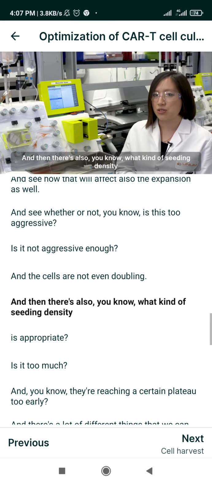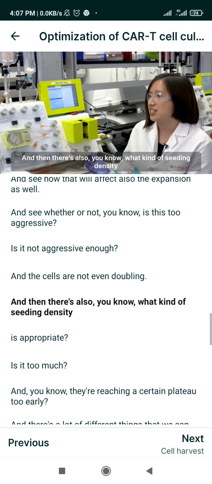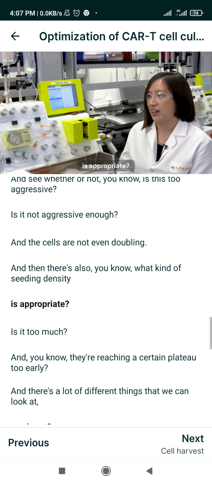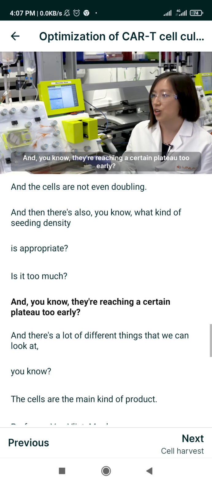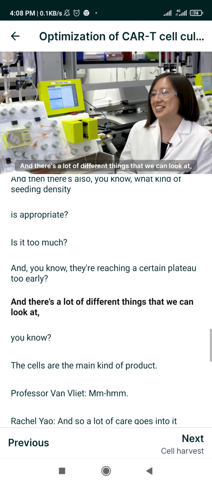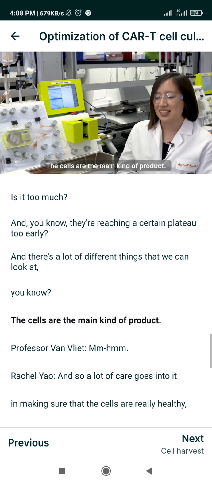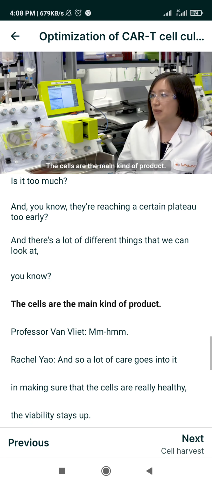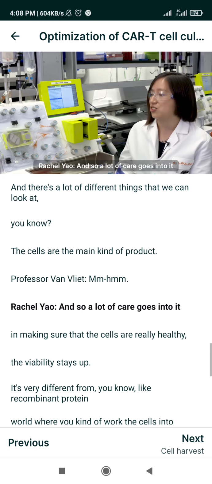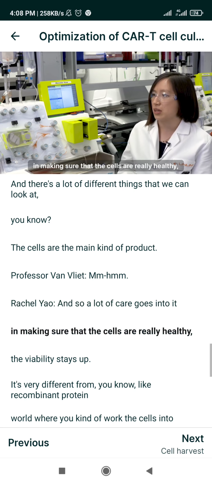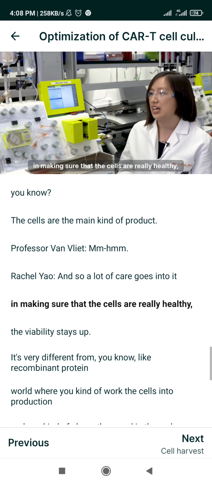And then there's also, what kind of seeding density is appropriate? Is it too much and they're reaching a certain plateau too early? And there's a lot of different things that we can look at. The cells are the main product. And so a lot of care goes into making sure that the cells are really healthy, the viability stays up.